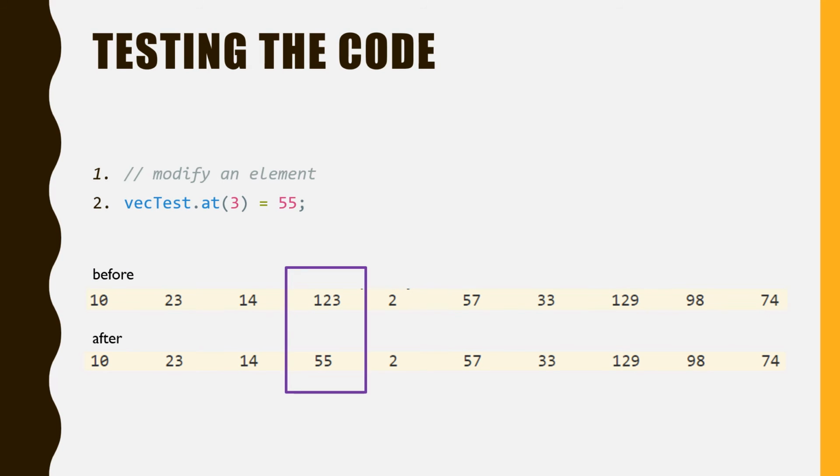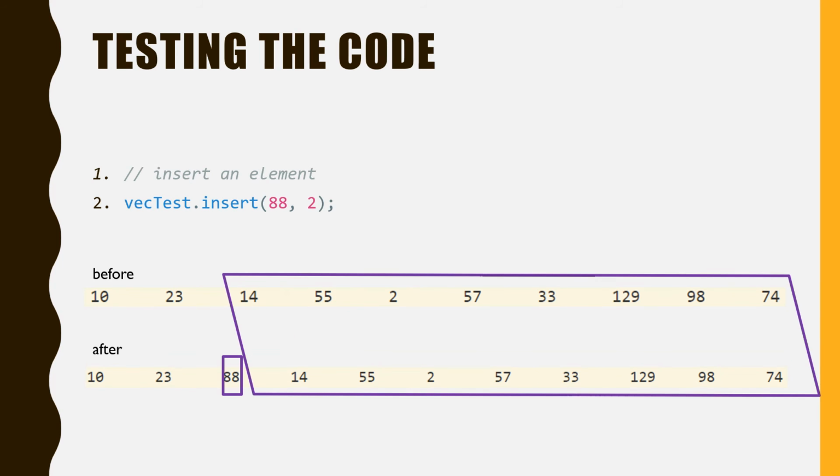Now we try to modify a data element using the data access operation. In line 2 of the code, we try setting the fourth element in the array to 55. Note that the array is 0-based, so index 3 actually refers to the fourth element. We then print the array after the modification and indeed see that the fourth element is updated to 55.